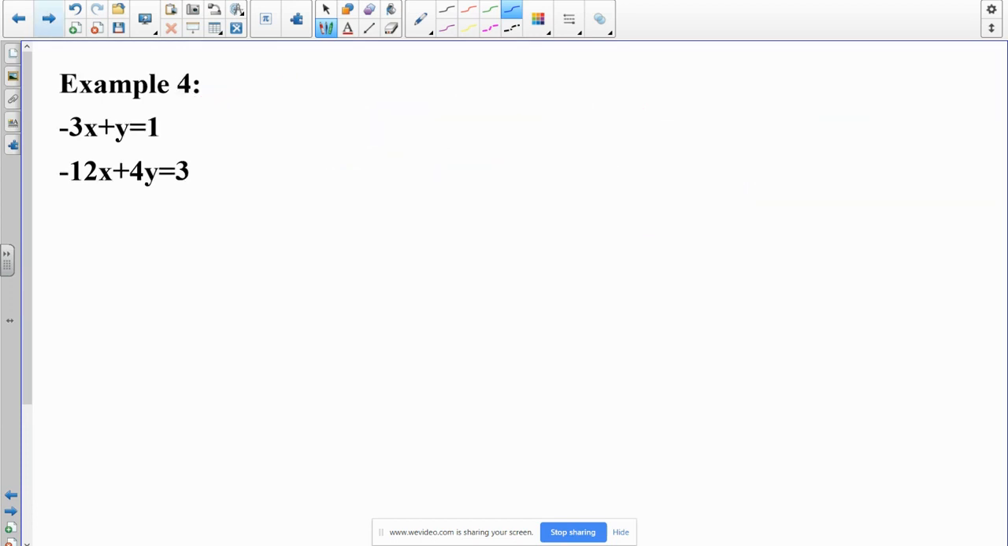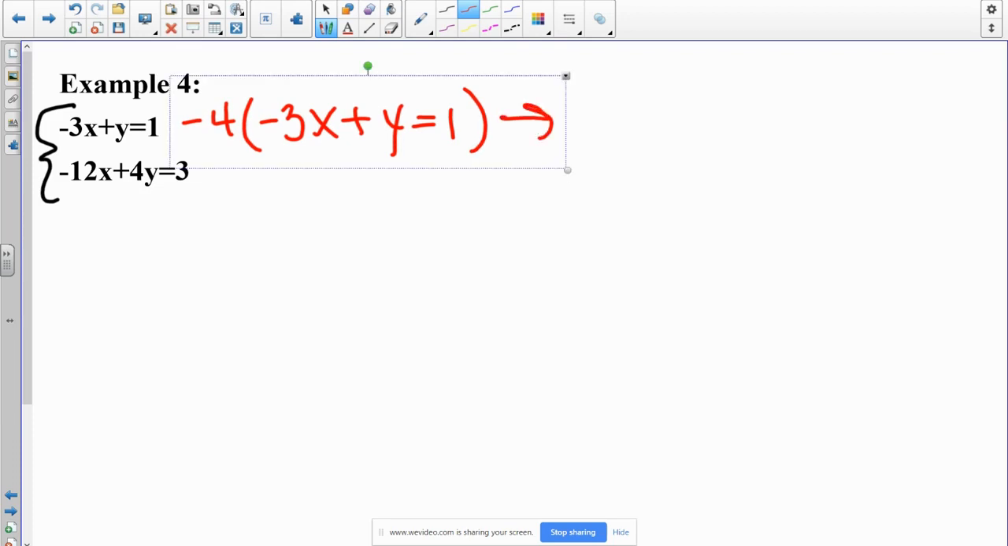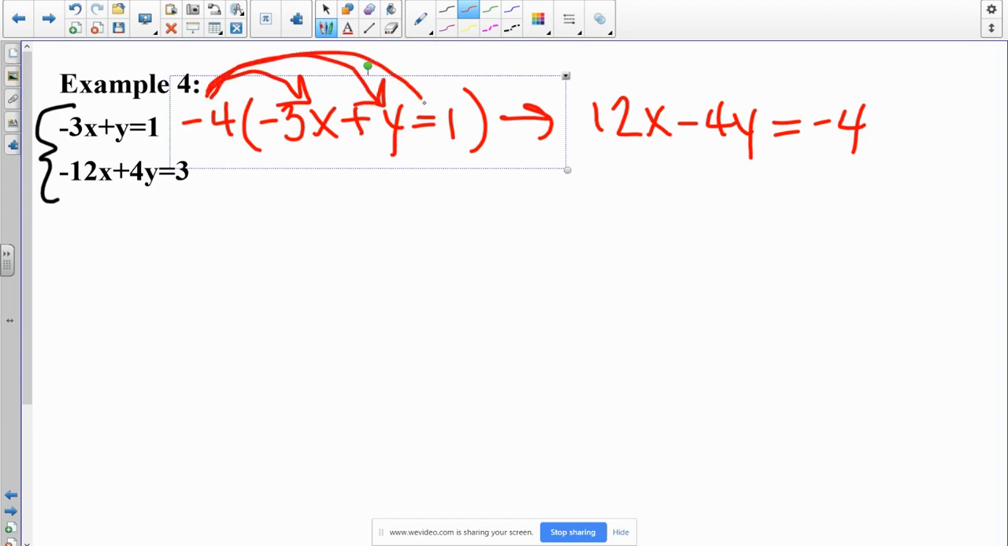And our last example for today, we're going to start with this lovely system of equations. I'm going to check it out here. Let's get rid of the y's this time. So since this is 4y's, let's take it times a -4 to get that top one. So we're going to take it times -4 times -3x plus y equals 1. And that turns into 12x minus 4y equals -4. Again, I'm just distributing. So I multiplied -4 times -3x, -4 times a y, and -4 times 1.